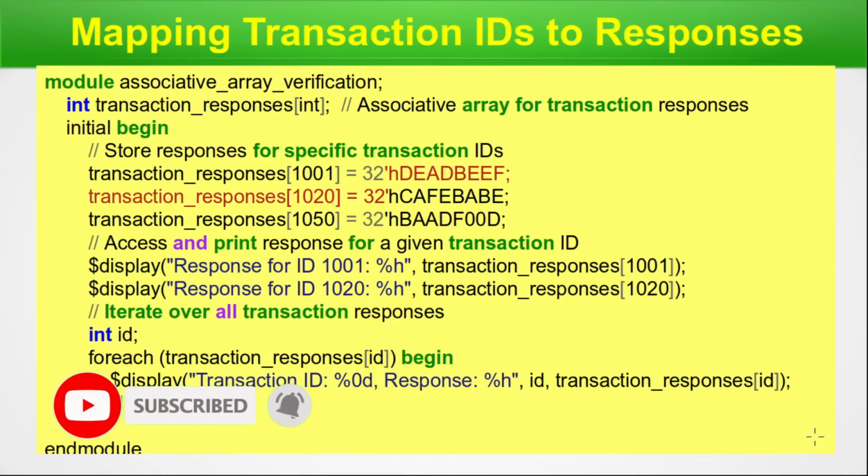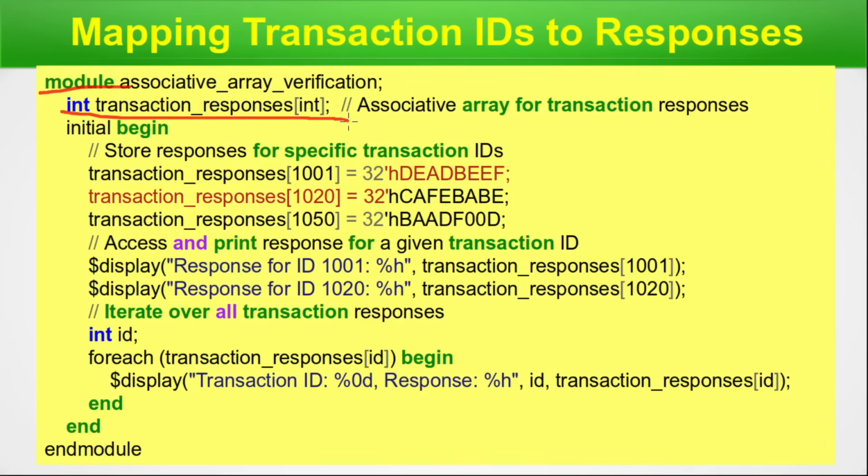Here is the example. At first, it may look complex, but let me break it down. First, we have the module defined here. Then we define a hash table, that is the associative array here. And here the type is int. Okay.